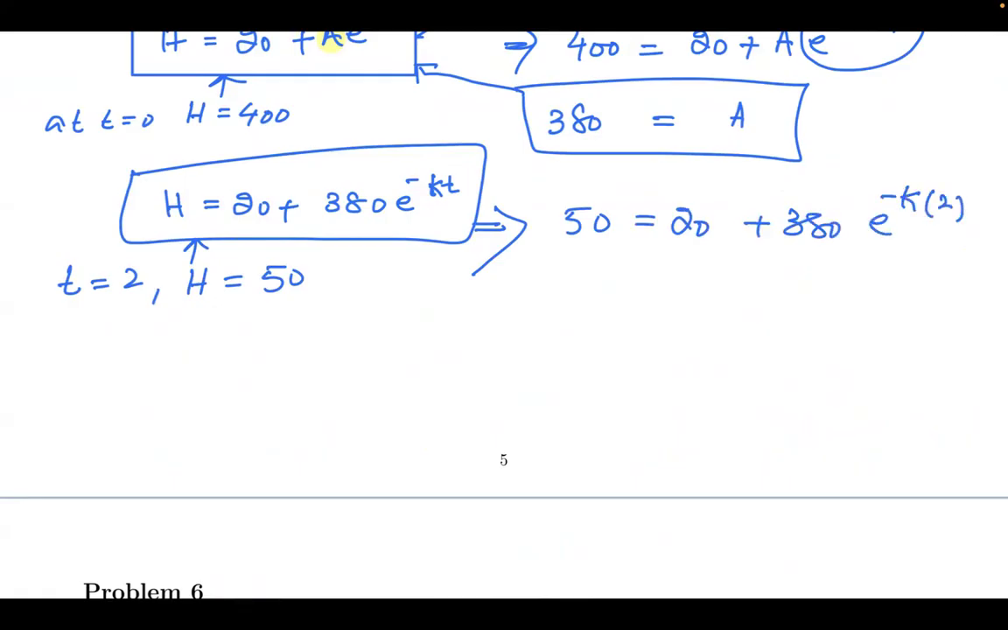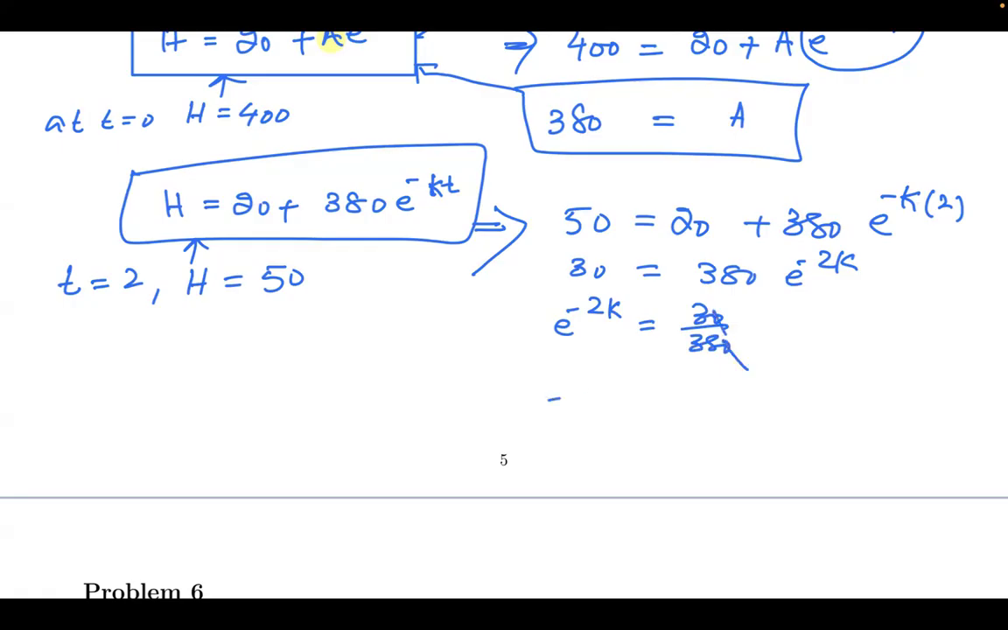Now you have to solve this equation for k. That will give you the value of k. So if you subtract 20 on both sides, this will be 30 equals 380 e to the negative 2k. You divide 380 on both sides. This is 30 over 380, whose zeros I can cancel.